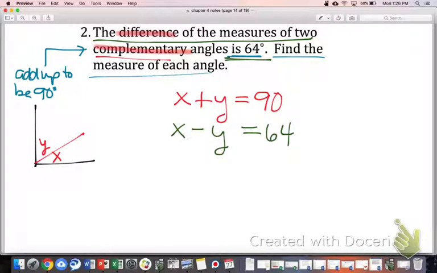So what I've done is I've written a system of equations. Let's review. What is a system of equations? Two or more equations. You see how I've written two or more equations? What are the three methods that we have learned to solve systems? Graphing, elimination, substitution. That's right. Graphing, elimination, substitution.